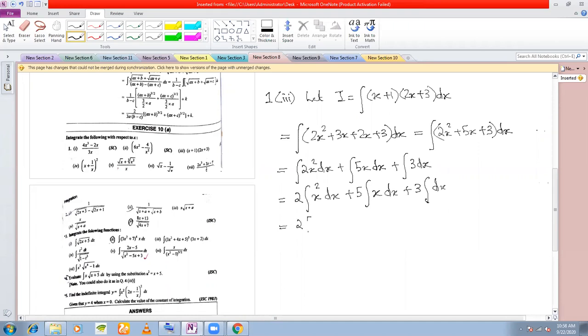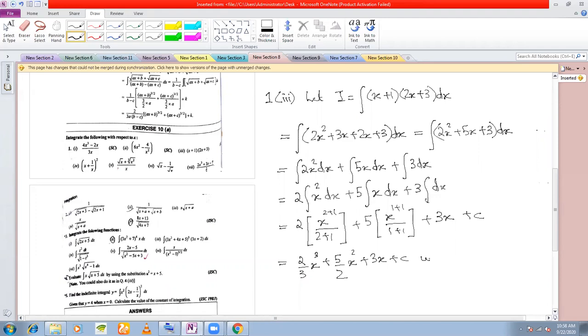This is twice. Again, integral x square is x to the power of 2 plus 1 by 2 plus 1, plus 5. Integral x is x to the power of 1 plus 1 by 1 plus 1. And thrice integral dx is 3, simply x. So you get 2/3 x cube plus 5 by 2 x square plus 3x, and you add a constant of integration here also, plus c, where c is a constant of integration.